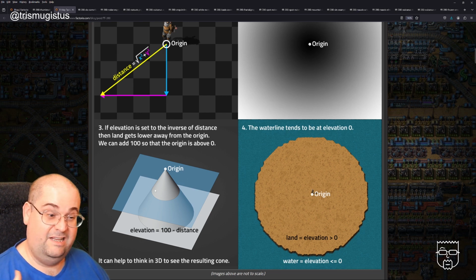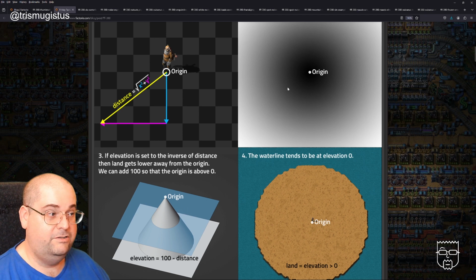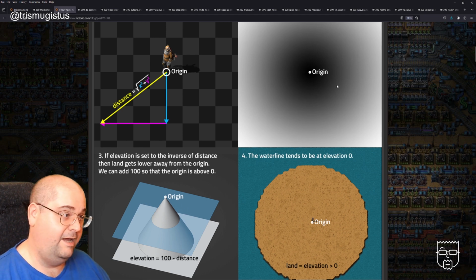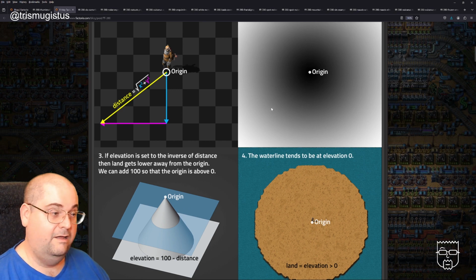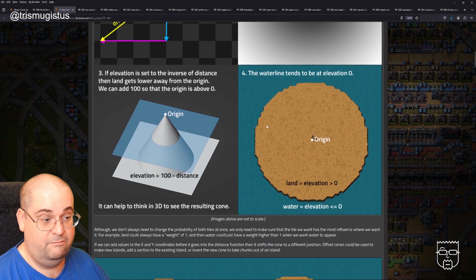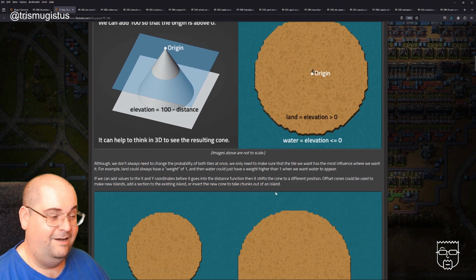They're basically then flattening it. So the cone helps you imagine it, but really what's going on here is it's just a threshold, basically. So at a certain level of greyness, a threshold is set, and that's the point above which land is there, and everything else is water. So that's all they're really doing. Images are not to scale, it notes as well.